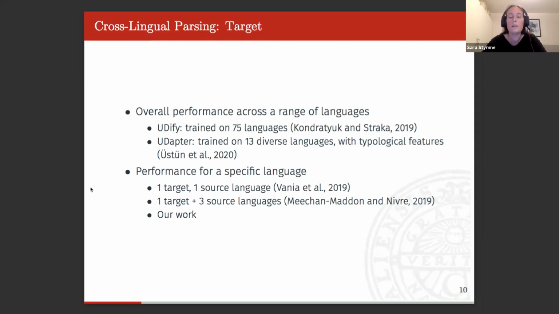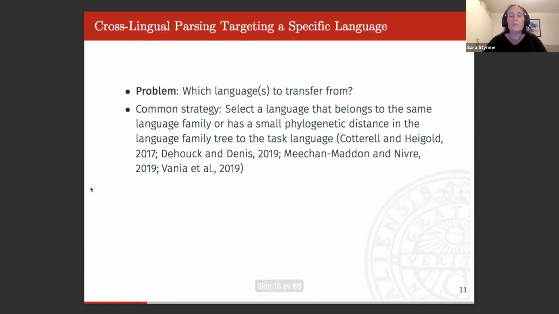Another line of work is to focus on the performance for a specific language. Some studies doing this are the one by Vanjadal, who focuses on 3 different low resource languages, and they pick one source language for each. And Mitchell and Madden did a similar study, but they use 3 different source languages instead. And this is the kind of line that our work also will be concerned with. So then we come to how to choose these transfer languages, as I already touched on, which will be a theme for today. And a very common strategy is to select a language that is related to your target language.